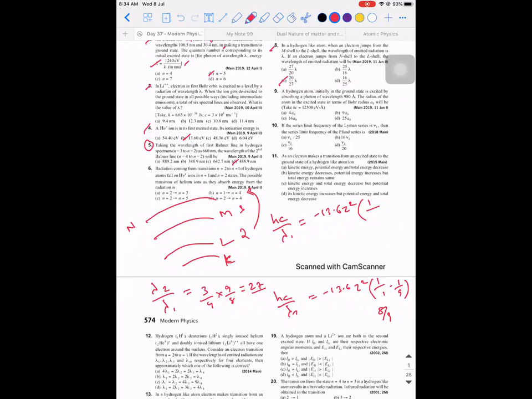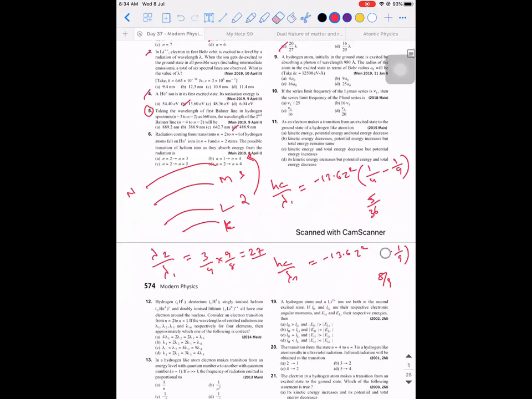1 by 4 minus 1 by 9. How much is this? 5 by 36. This one will be 1 by 4 minus 1 by 16. That will be 12 divided by 36. So 5 by 36 and 12 by 36. It is 5 by 36 into 36 by 12. Even then, we are not getting it. 5 by 12 is only. So it's 12 by 64.